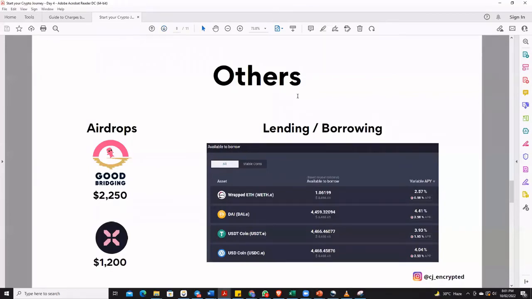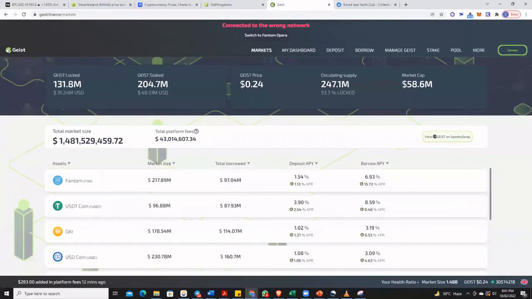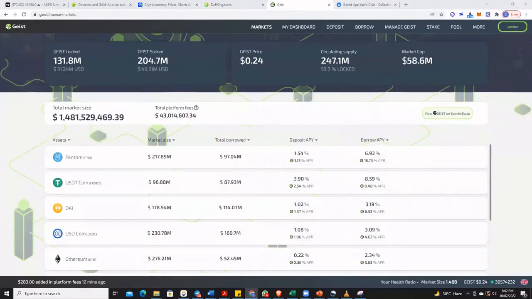Now, these others are other things you can do that don't really fit into the categories of the previous five that we've looked at. And we're running out of time, so I'm really going to show you a lending and borrowing example. Give me a minute and let me pull that up so that we can see. Okay, so this site you're looking at is called geist.finance.